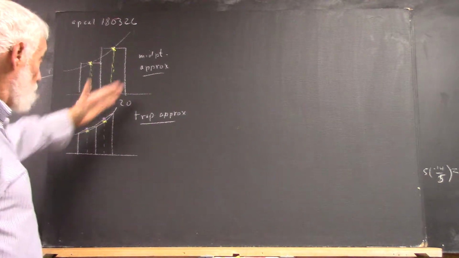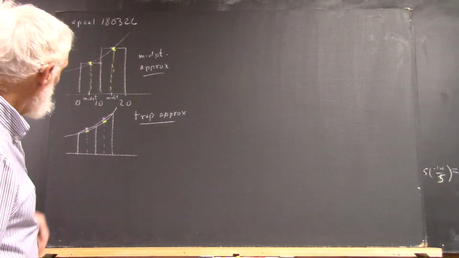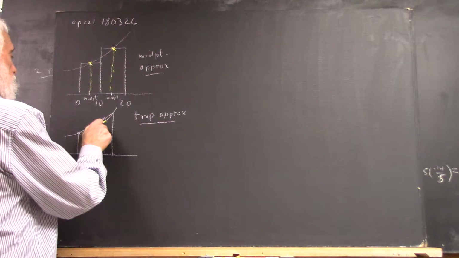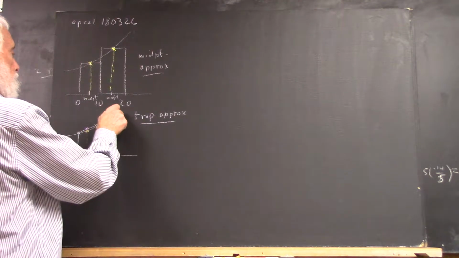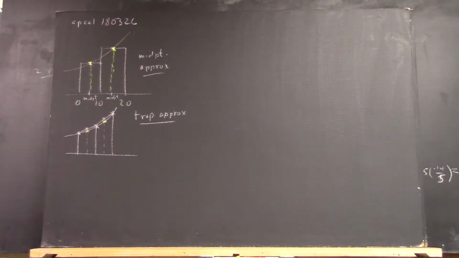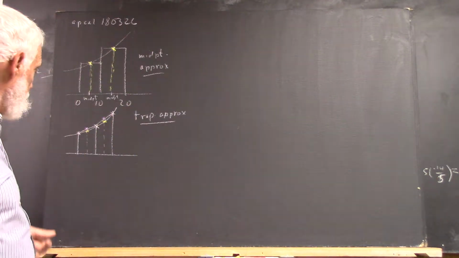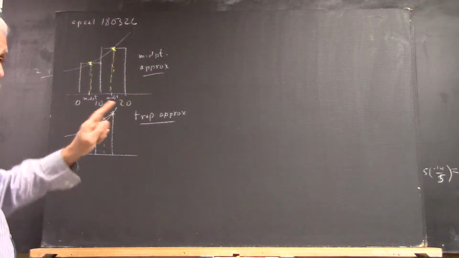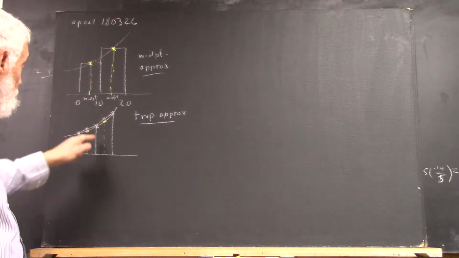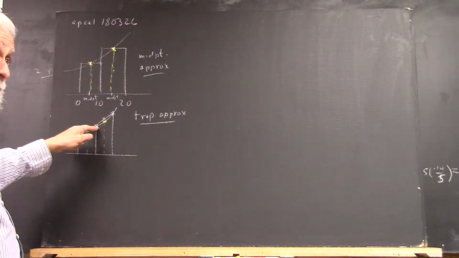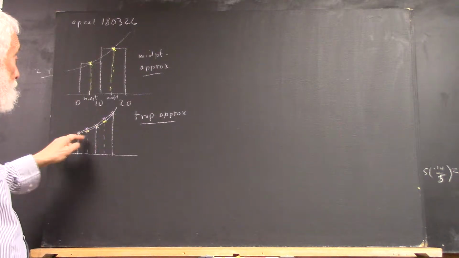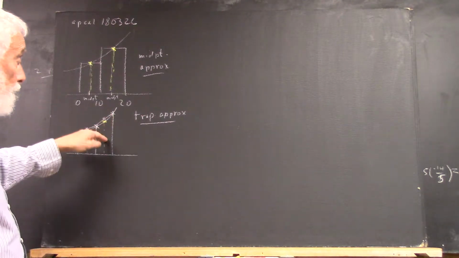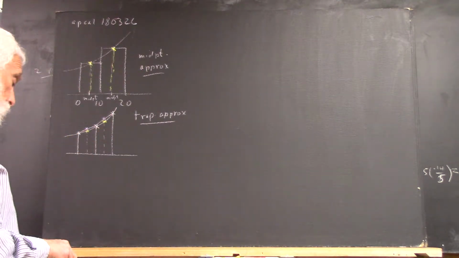Now, when we do the trapezoidal approximation, we're actually basing the approximation on the values here, here, and here. And I'll note, just to get the idea started, that this value and this value only get used once. This value gets used twice in calculating. This value is used in calculating both of these areas. This value only in calculating this. This value only in calculating this. Okay, well, we'll come back to that.